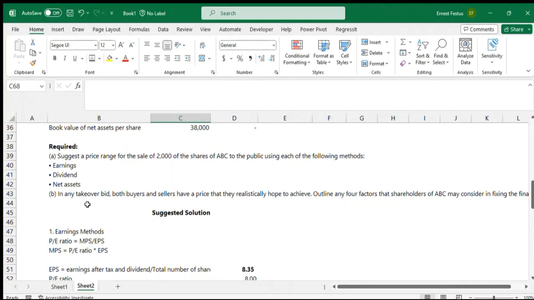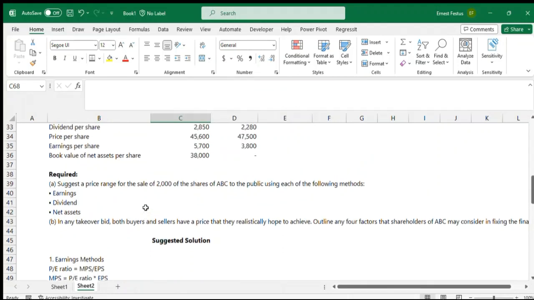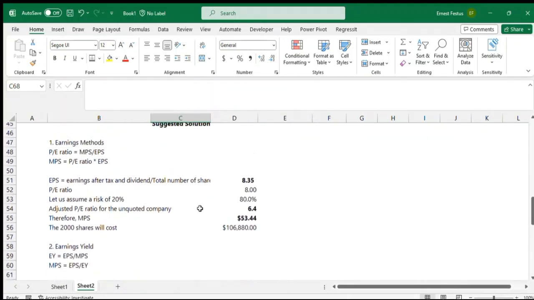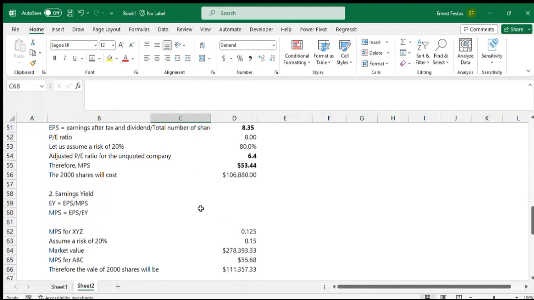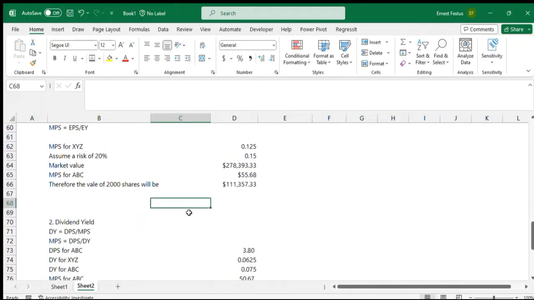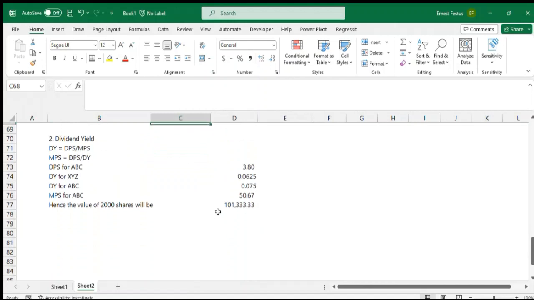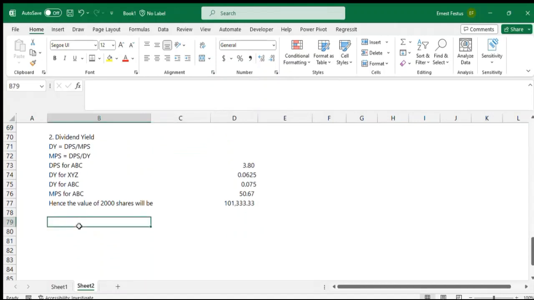Now the net asset is the simplest you can ever do, because as I said in my previous video, it is formulated as a result of the basic accounting equation: assets equals capital plus liabilities. So let's go. The third one is the assets.